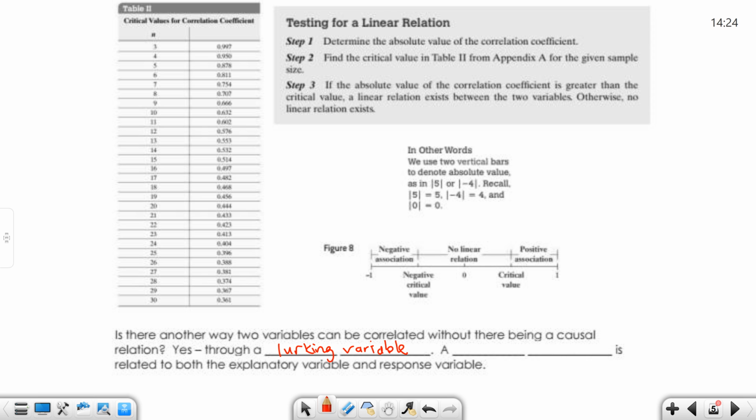So a lurking variable, so this is going to be the same 2 words here. A lurking variable is related to both the explanatory and the response variable. So you can have lurking variables that are related and there's something going on there, but they're not necessarily causal, right?